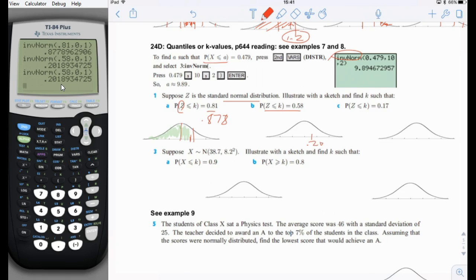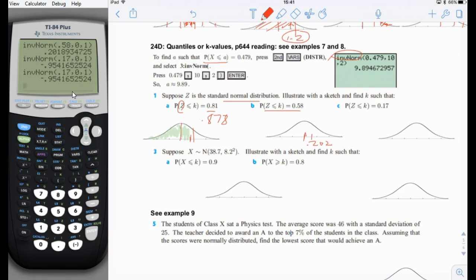Okay, so yeah, it is very close to 0. Next one, 0.17. Let's put 0.17 in here. This is the same thing as if I would do second distribution, and I went into inverse normal, and I put in 0.17, 17% chance.